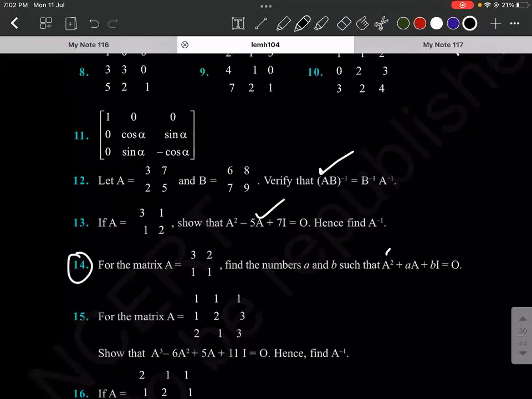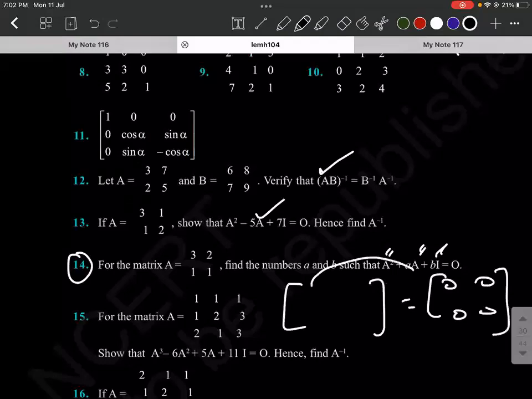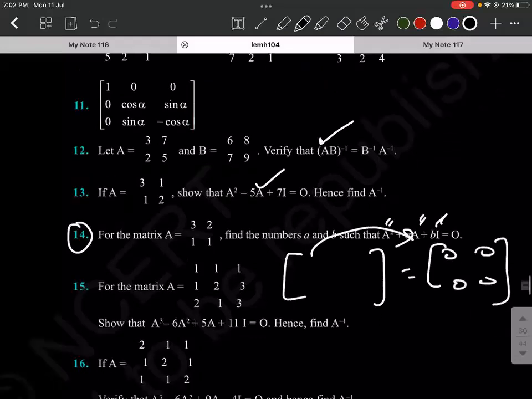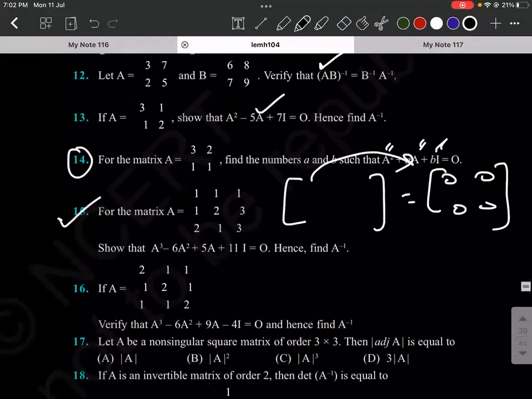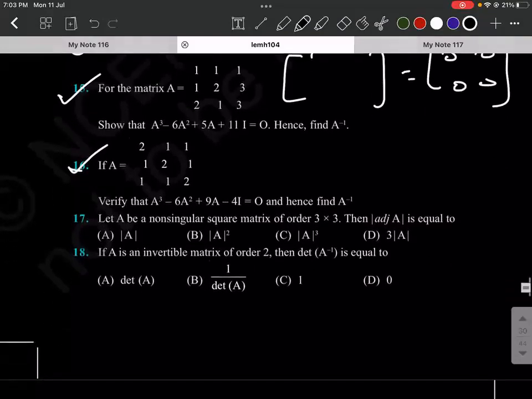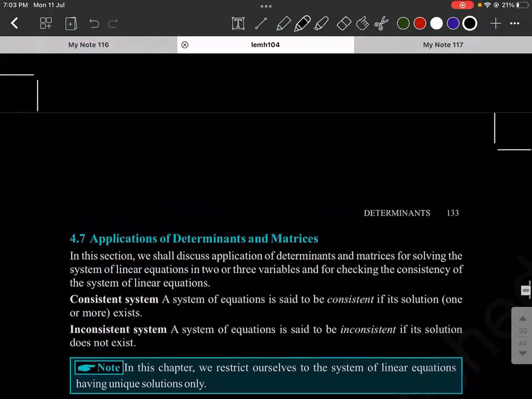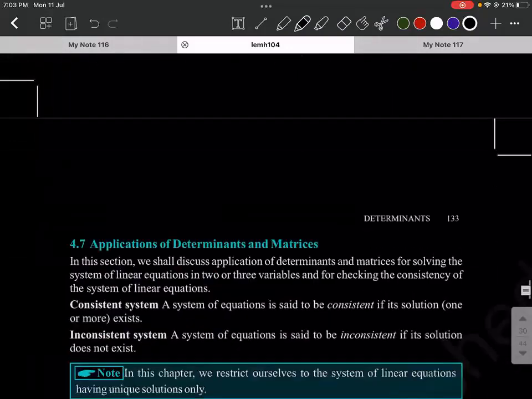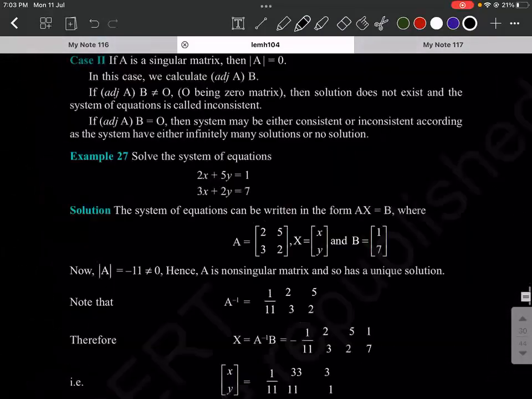So what you will do: A square, multiply small a with capital A, then multiply b with I. When you do that, right hand side will be 0, 0, 0, 0. Left hand side, you will have a matrix. When you add these together, you will have one matrix. Compare the coefficients, that will give you the value of a and b. I hope you understood, no? That you can do it. Similarly, 15th one you can do, 16th also you can do. So remaining problems you can try.